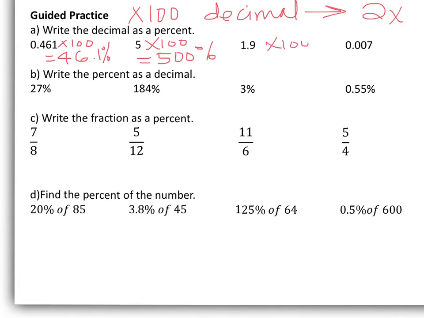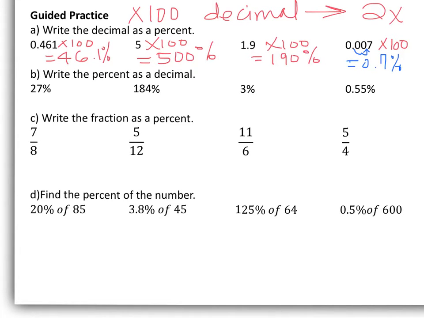0.9 times 100 gives me 190%. 0.007 times 100. Be careful, you're shifting the decimal place 2 places to the right, so 0.7%.